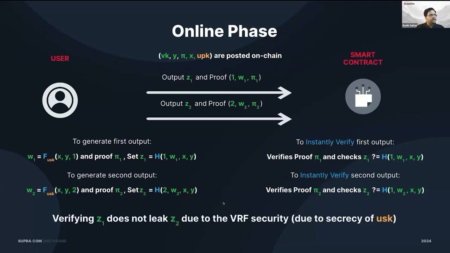Now note that verifying Z1 does not leak Z2 because of the secrecy of USK. Because Z2 requires the knowledge of W2, and W2 cannot be computed by anyone other than the user because USK is not known. So that's the idea.